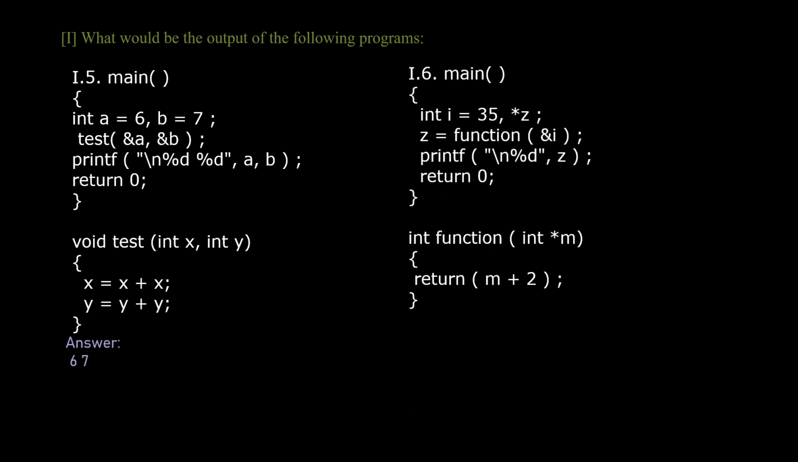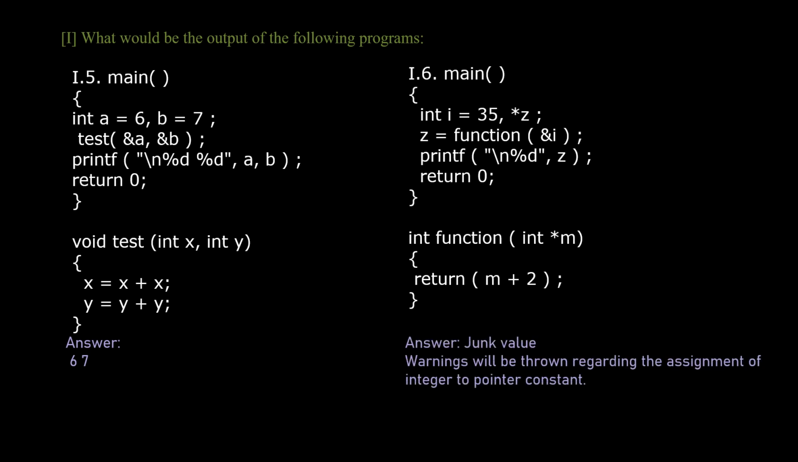Let's see sixth question. i is 35 and z is equal to function(&i). So here we are passing the address of i, and here we have int star m, and we are doing return m plus 2. So the operation is not on the value, but we are incrementing the address here and returning it to z. That address could be holding some other variable, or it can be anything. So z would print some junk value, and there will be a warning regarding the assignment of integer to pointer constant.